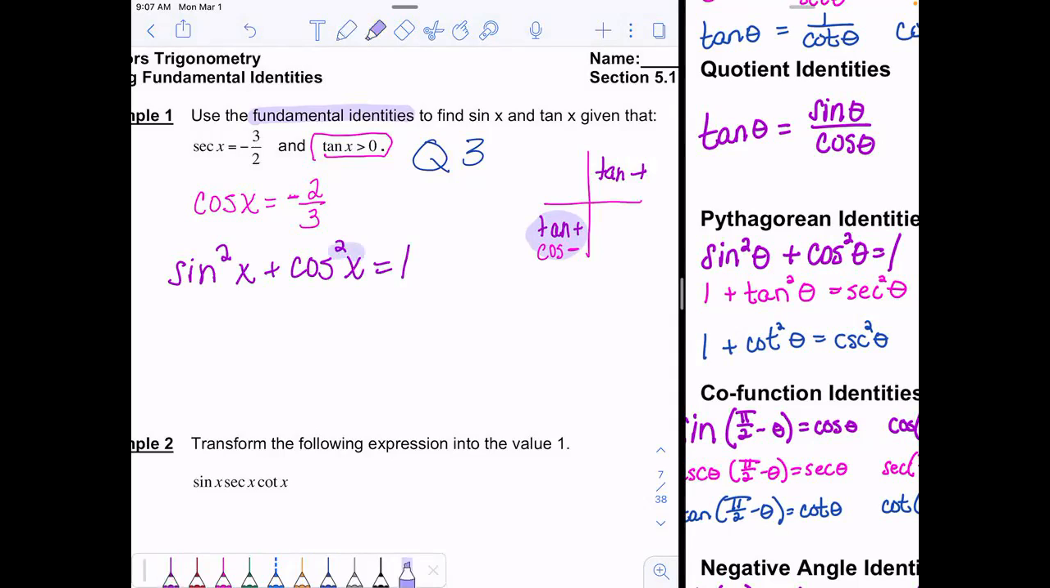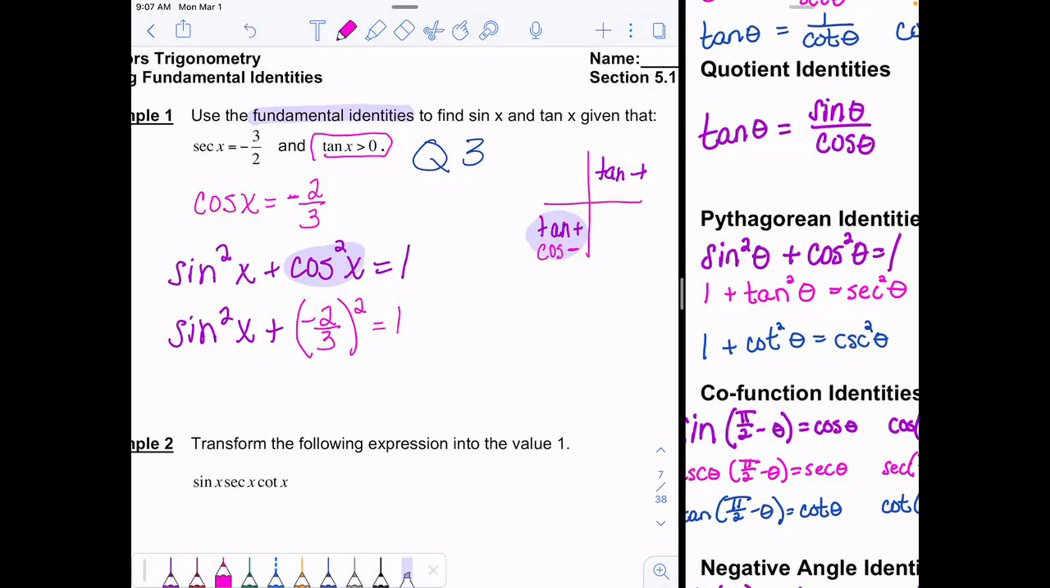We know cosine. When you know something, you can use substitution and replace cosine with its value. So we're going to keep the sine. We know the cosine is negative 2/3. Well, the cosine is squared, so that means when I replace negative 2/3 in for cosine, it needs to be squared, and then it's equal to 1.